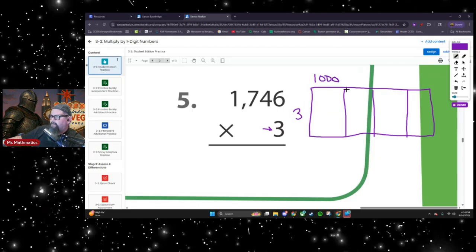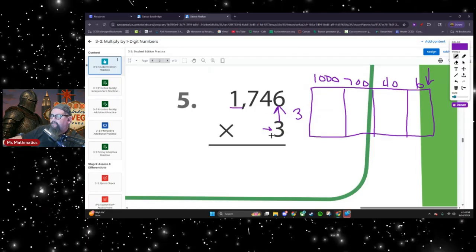So 1 is equal to 1,000, 7 is 700, 4 is 40, and 6 is obviously 6. Now we just do the same thing. We just multiply across. I've been working on making sure that the kids start here for this specific reason. We start here when we multiply.